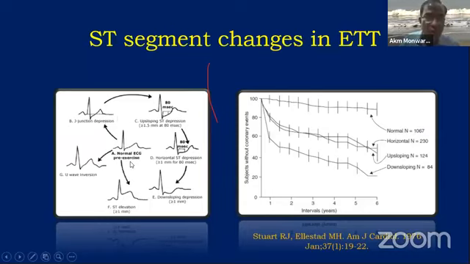The most important are two types. One is horizontal ST segment depression, and another one is downsloping ST segment depression, like this one, and this is horizontal ST segment depression. And how the ST segment depression or elevation is measured: just 60 to 80 milliseconds after the J point. 60 means 1.5 small squares, and 80 means 2 small squares, 2 millimeter from the J point.